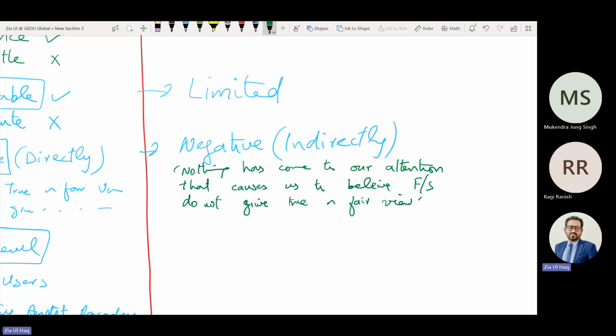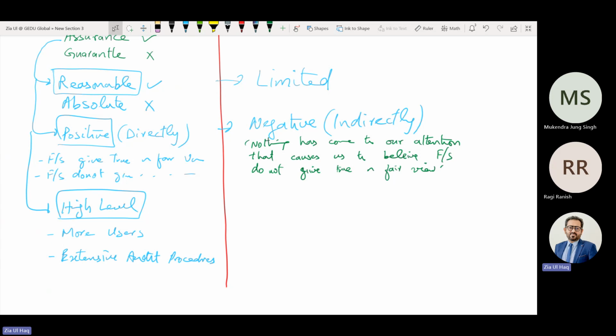Meaning, in simple words, financial statements are true and fair. There is nothing wrong with the financial statements. But we are not saying directly that financial statements give a true and fair view, as in audit. In non-audit, we express it in an indirect way, negative assurance: nothing has come to our attention that causes us to believe financial statements do not give true and fair view. In fact, it's a double negative, nothing and do not. Why? We're going to discuss later on.